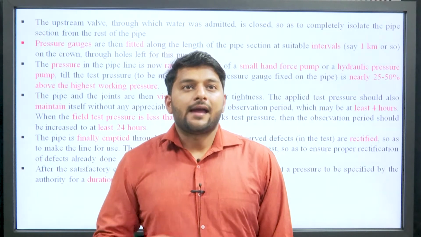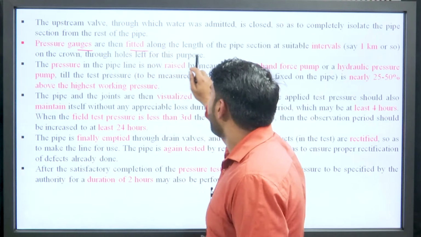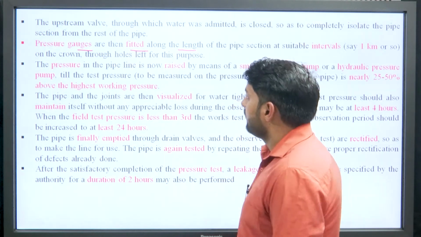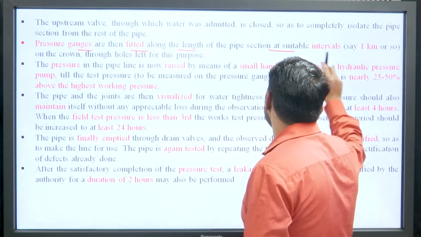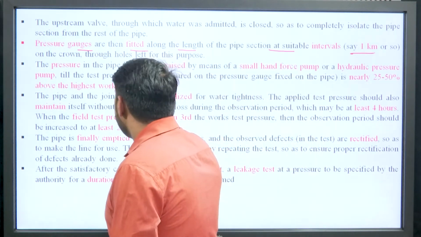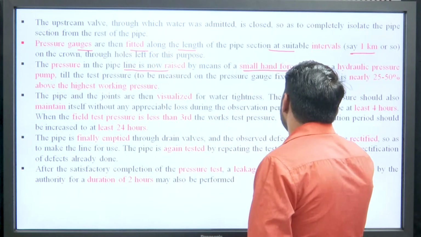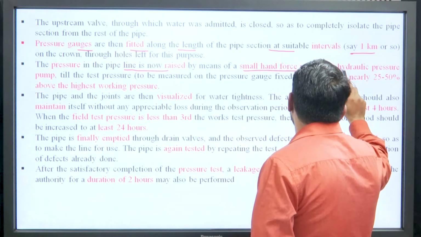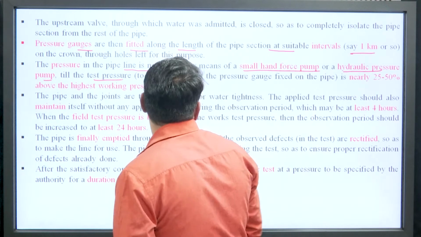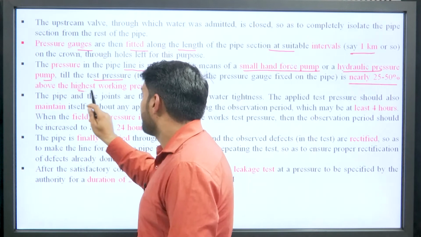Okay. And next is that we have installed pressure gauges at different points of the pipe along the length of the pipe section at a suitable interval, and that is a 1 kilometer interval. And next one is the pressure of the pipe is raised by means of a small hand force pump or a hydraulic pressure pump till the test pressure is achieved, and this test pressure is about 25 to 55% above the highest working pressure.